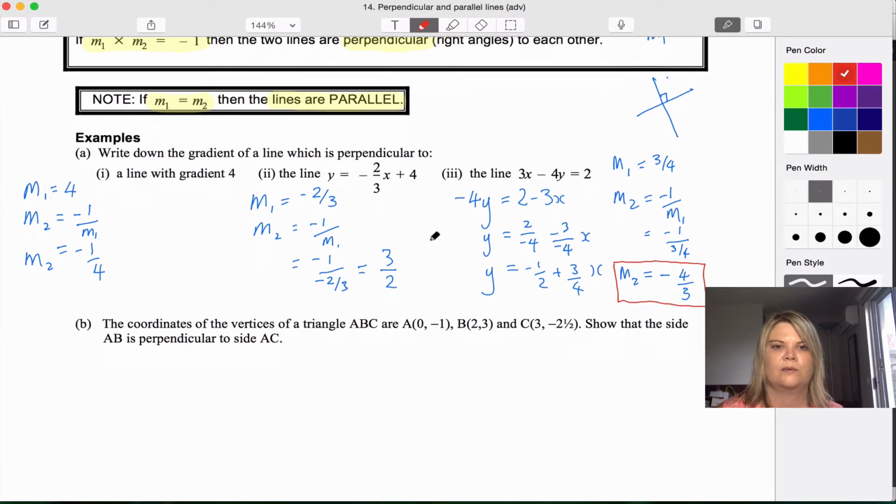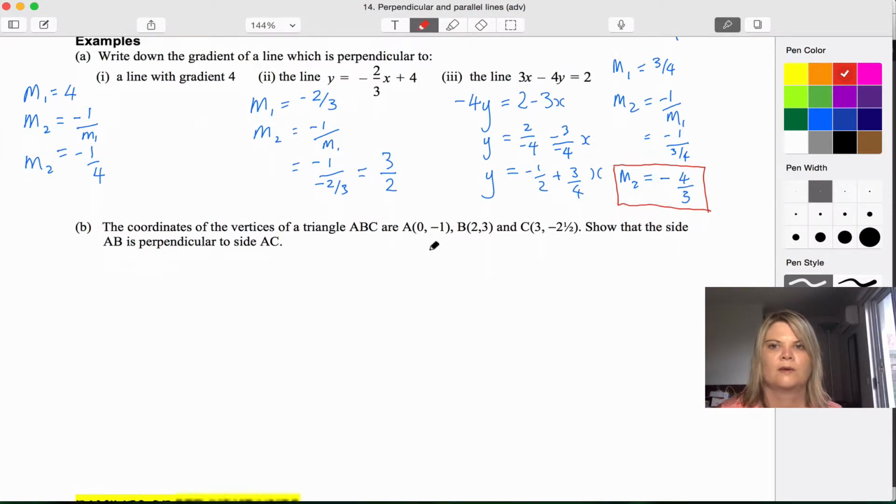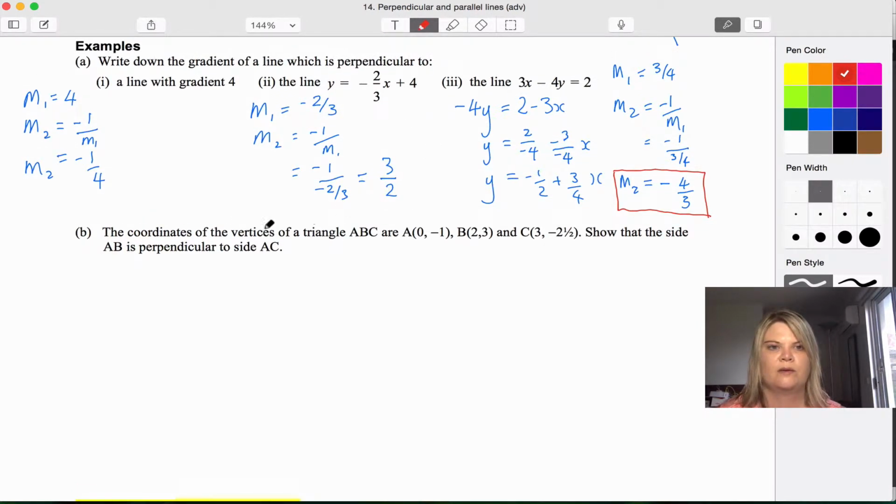Okay, third example. This one's a bit more involved. The coordinates of the vertices, the corners of a triangle ABC, are this, this and this. Show that one side is perpendicular to the other side. So for me, before I start working with this, I really need to see this visually. So I'm going to draw up a quick sketch.